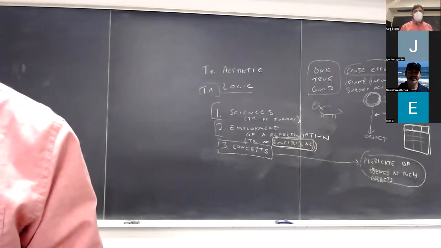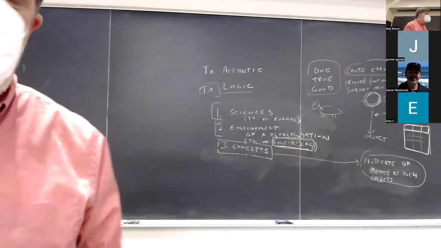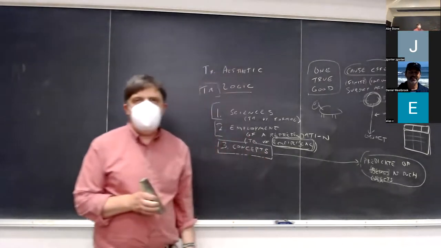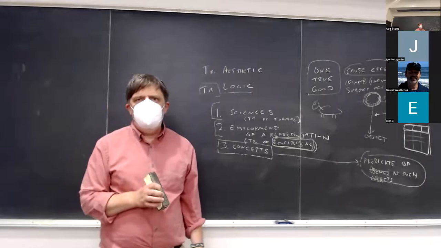All right, so all of that was about what transcendental logic is. Now I have to move on quickly to get to the table of categories, but are there questions before I?